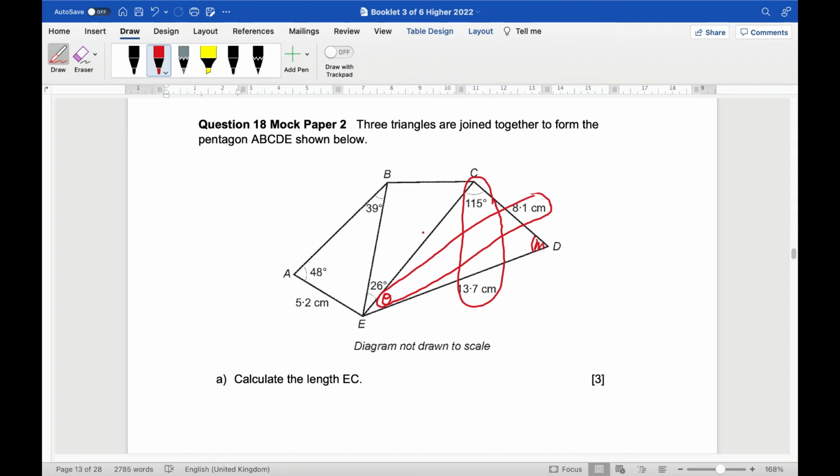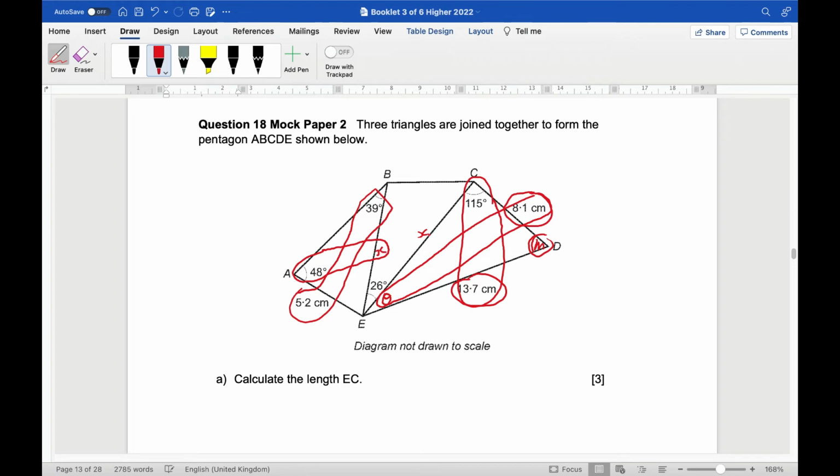It wants the length EC, which is this. Once I know that side, I can potentially use the cosine rule with this number, this angle, and this side. That triplet to get side X will help me there. Here, I've also got a complete pair there and an incomplete pair there, which will allow me to work out this side.